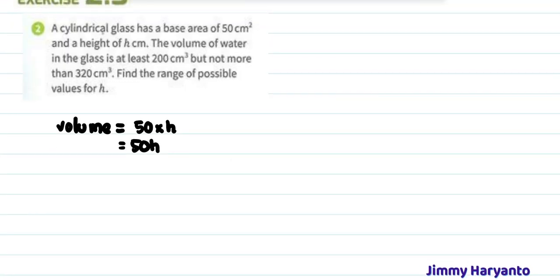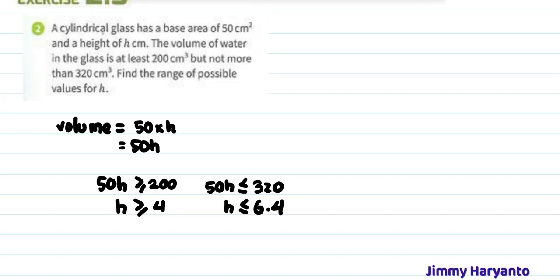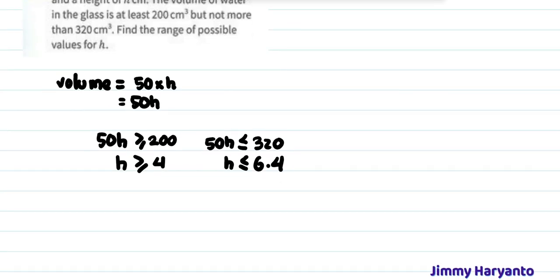And then the question says the volume is at least 200, but no more than 320. At least means greater than or equal to 200. No more means less than or equal to 320. So 50h is no more than 320. I will divide 200 by 50, so you'll have 4. And for this one, 320 divided by 50 equals 6.4. Okay, find the range of possible values of h.